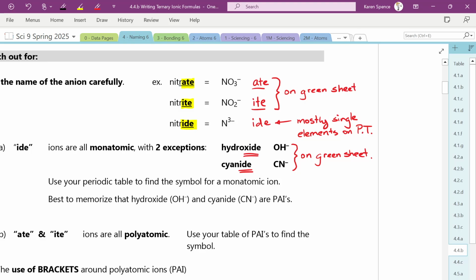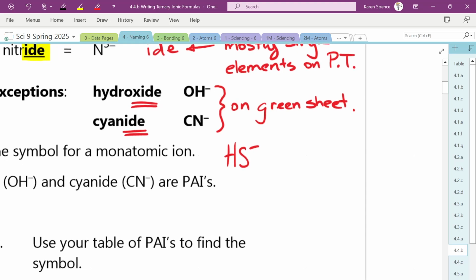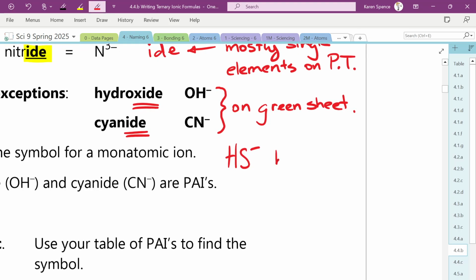There's actually one more. There's HS minus, which is bisulfide, and that one is also on the green sheet.